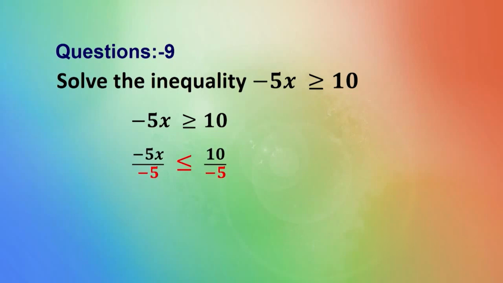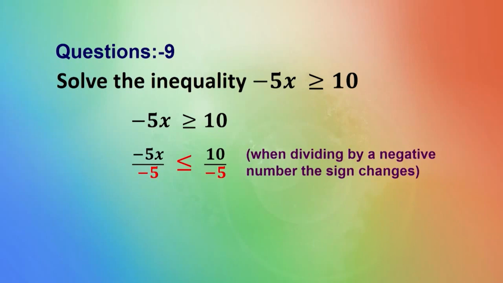What happened? When dividing by a negative number, the sign changes. Can you remember? When dividing by a negative number, the sign changes. Look at that. Minus 5x is greater than or equal to 10. Now it changes like minus 5x over minus 5 is less than or equal to 10 over minus 5. When we simplify this, the solution is x is less than or equal to minus 2.